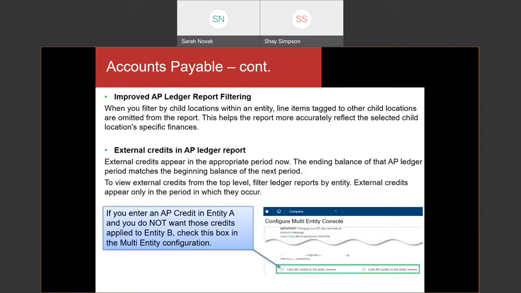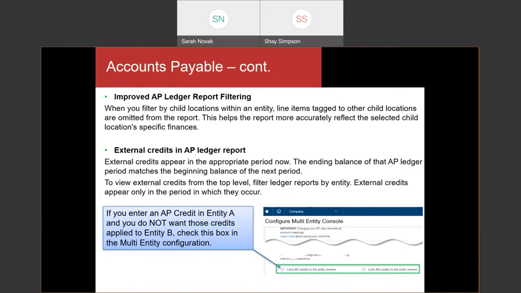Also, continuing to look at accounts payable, we've got improved AP ledger report filtering. So now when you actually filter on a child location within an entity, it is going to indicate the transactions that are and report on that child location, so not just on the parent. Also, the external credits now are going to appear in the appropriate period.